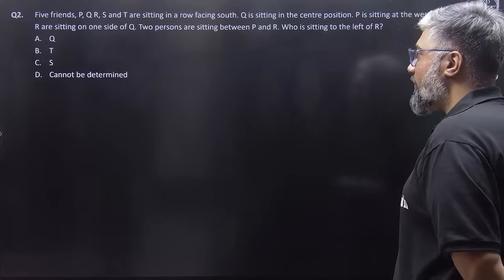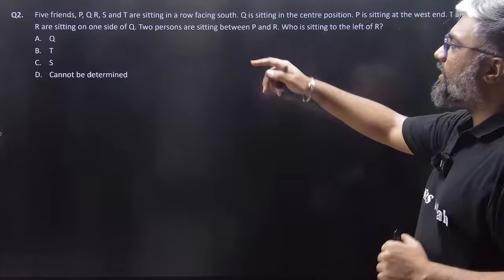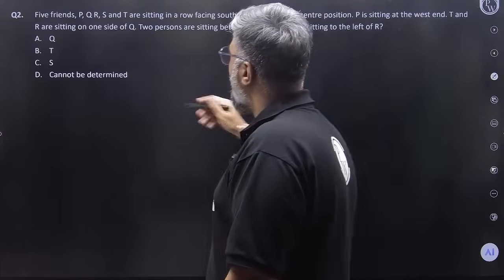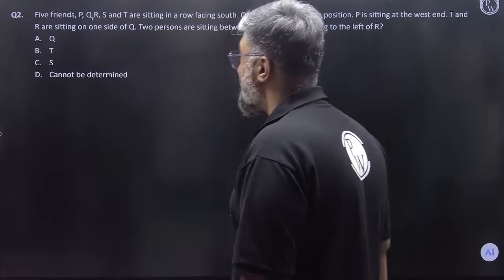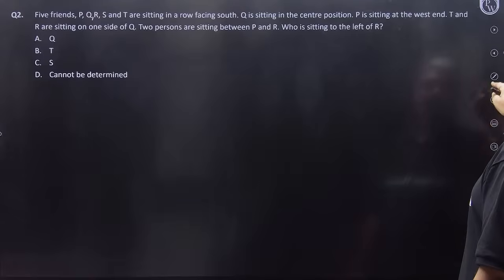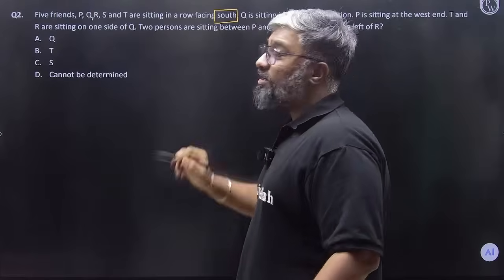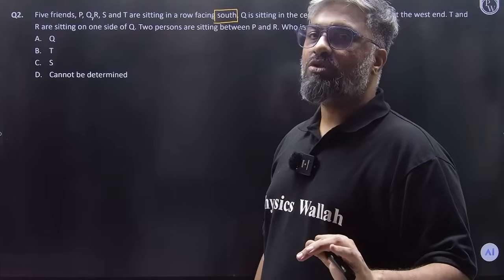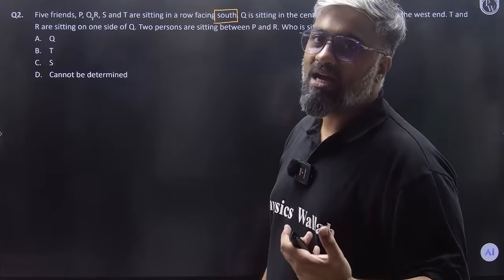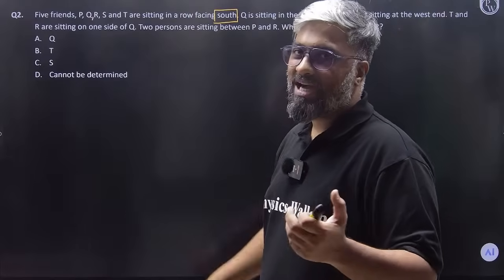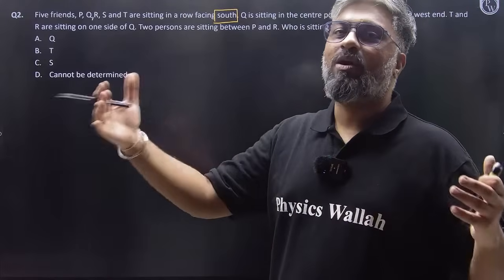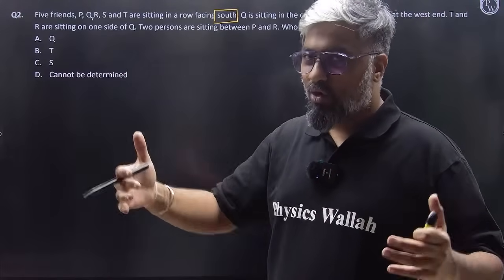Okay. Let's have a quick look at this. So 5 friends P, Q, R, S and T are sitting in a row facing where? This is very important. They're all facing south. So if you're someone who gets easily confused with these kind of questions, because obviously we can't be expecting such a small question being asked in CAT, right? There will be more conditions added to it. There will be more complications to it.